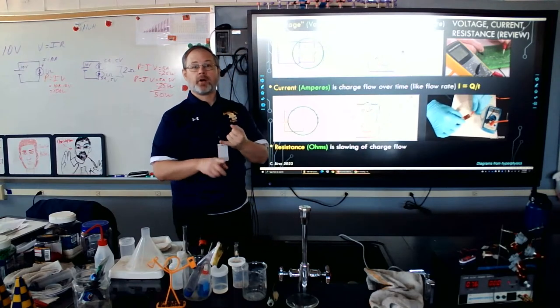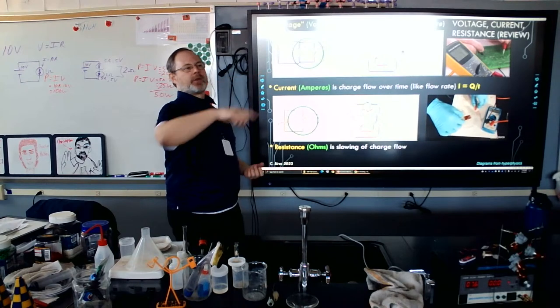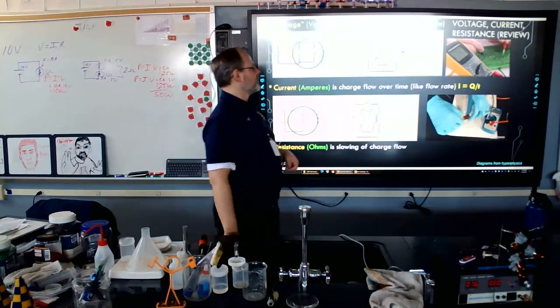This is going to be super important when we do lab. We're doing a simulation tomorrow, and then we're going to be in lab a whole bunch using the snap circuits over there, those boxes over there. Really cool snap circuits. We're going to make a bunch of circuits.